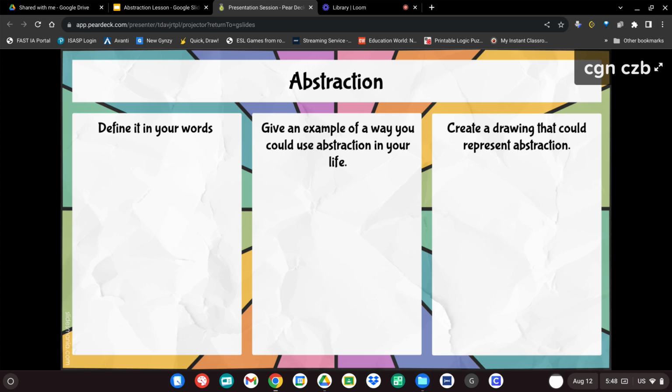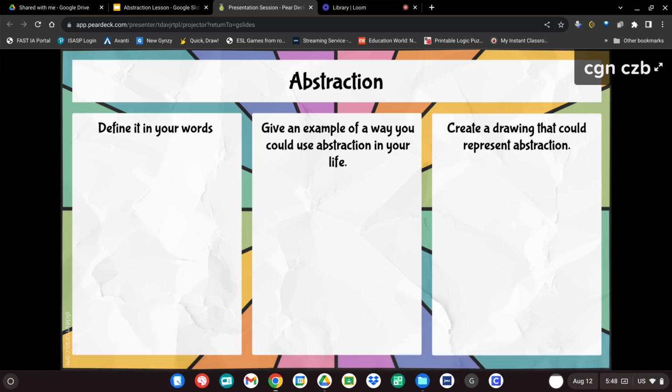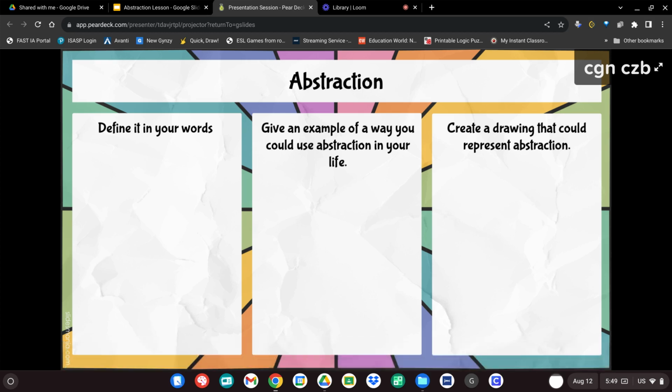How would you explain what abstraction is to somebody in your family or another friend that maybe didn't quite get it? And then in the middle box, I want you to give an example of a way you could use abstraction in your life. So what's something that you do almost the same every day? Or multiple things that you do in almost the same way? And how could you use abstraction to make that easier? And then create some kind of a drawing that could represent abstraction.